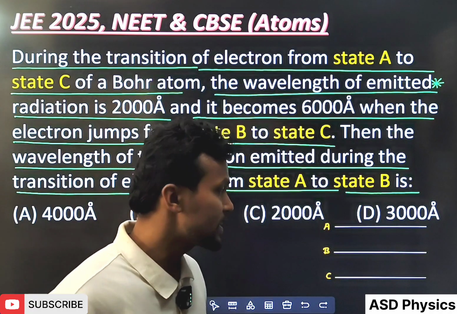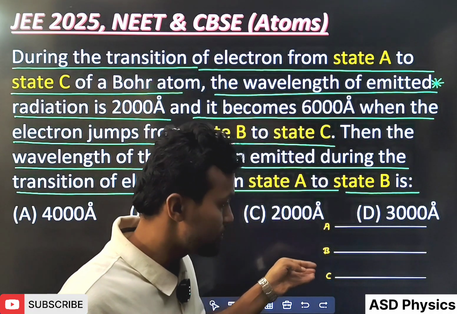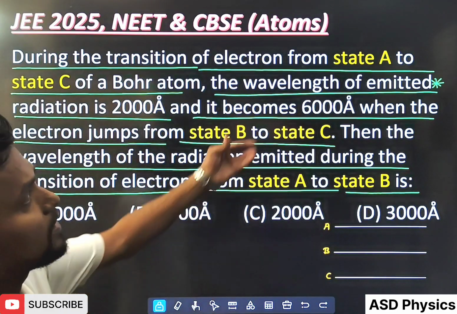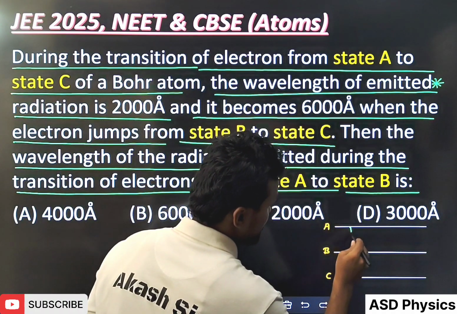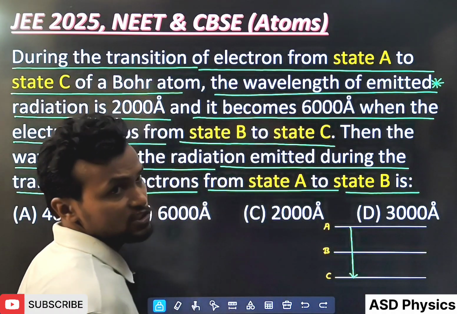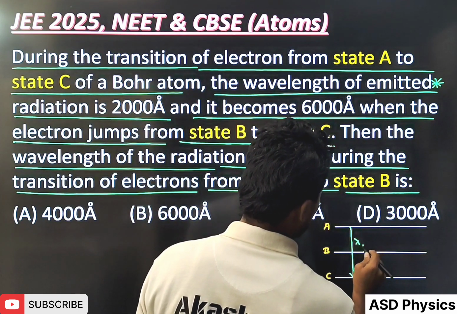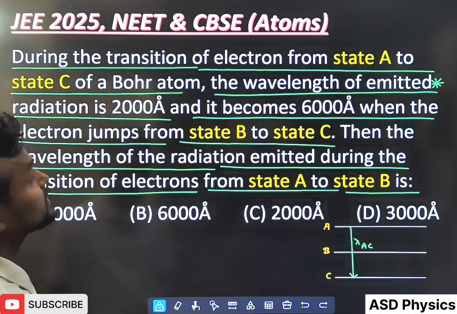Okay, so here I have taken some levels. This is the level of energy A, level of energy B, and level of energy C. First we can see the transition is happening from A to C. When I take A to C, let's take the wavelength of the photon as lambda AC.